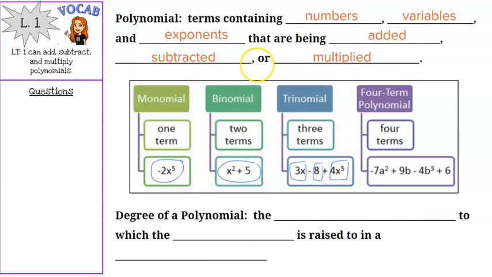And then we have degree of a polynomial, and that is the highest power to which the variable is raised in a polynomial. So in this monomial right here, this would be degree 5, because 5 is the highest power. In this last example, if we look at all of our variables, a squared, b, that would be b to the first power, b to the third, the degree would be 3, because 3 is the highest exponent, that highest power.